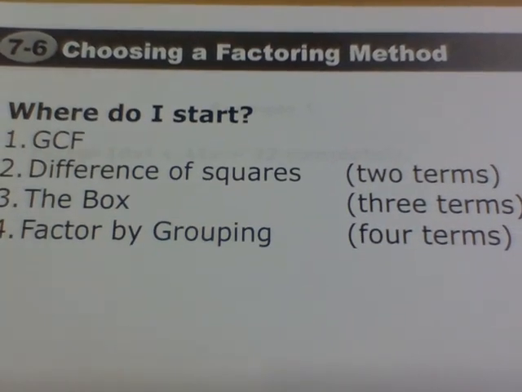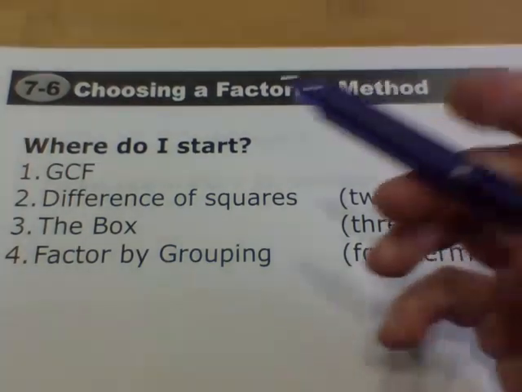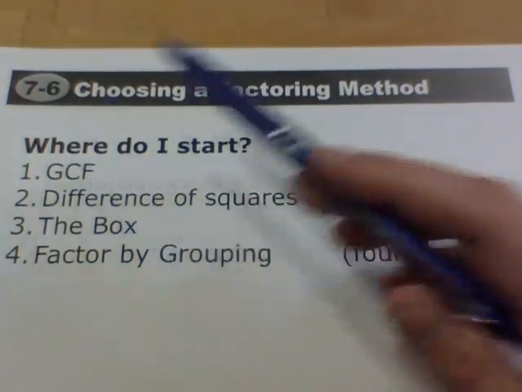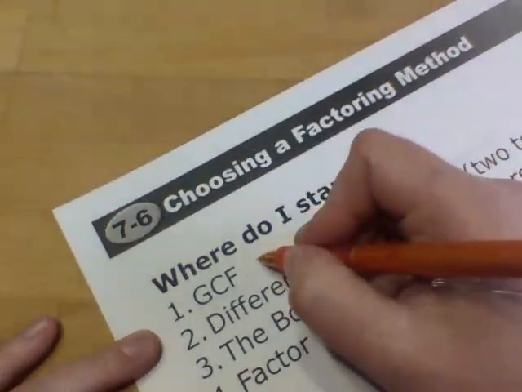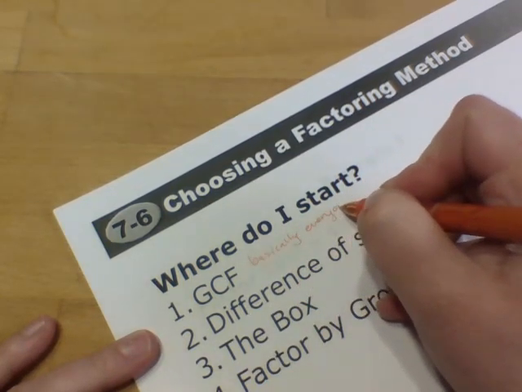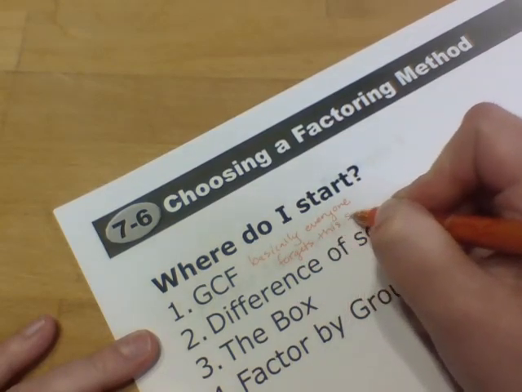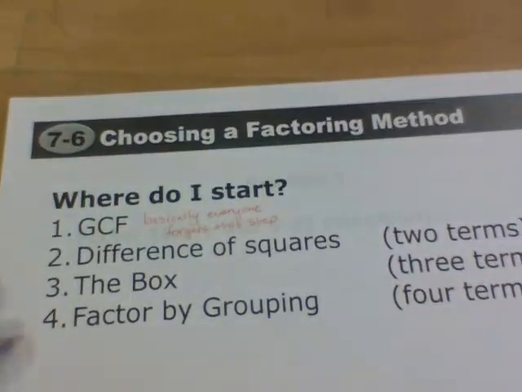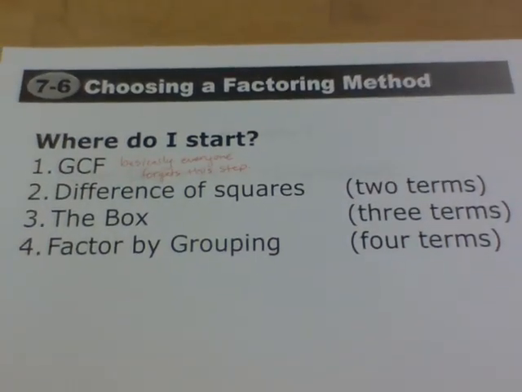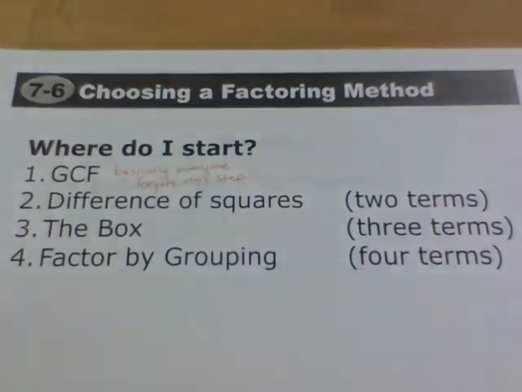So where do you start? When you are looking at a polynomial that you would start to be factoring, the first thing that you always want to check is a GCF. And basically everyone forgets to do this. Sometimes I will even forget that step as well. What happens is in the end, you'll realize that you have something that was repeated and you could have taken it out. And that, of course, was your GCF.